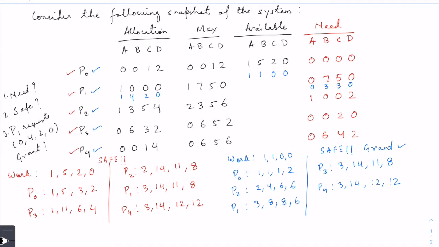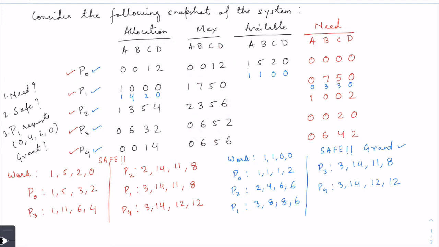What is the meaning of an allocation matrix? So let's look at the first row over here. We have 0, 0, 1, 2. That means that process P0 at this point of time has no instances of A and B, one instance of C and two instances of D. A, B, C, D, by the way, are 4 different kinds of resource types.